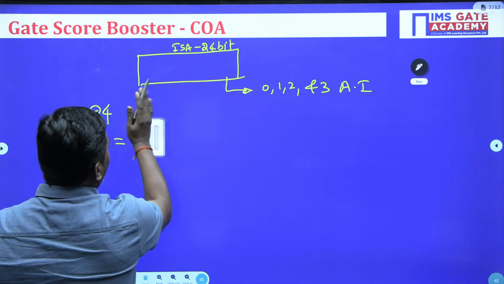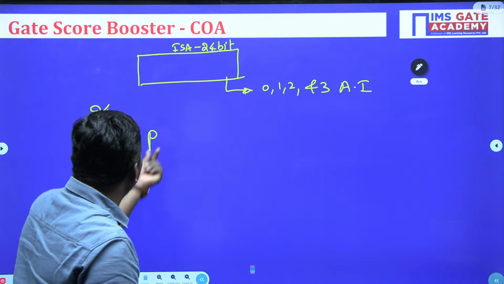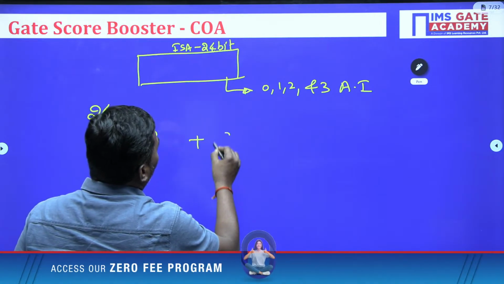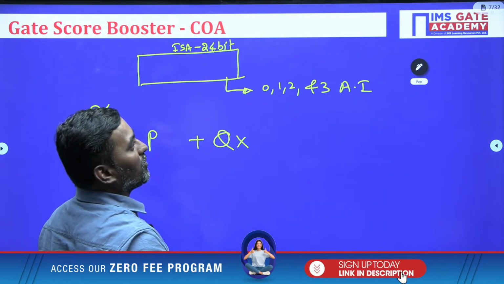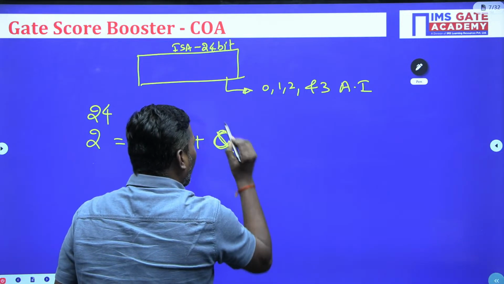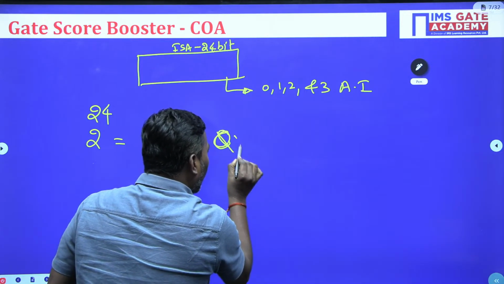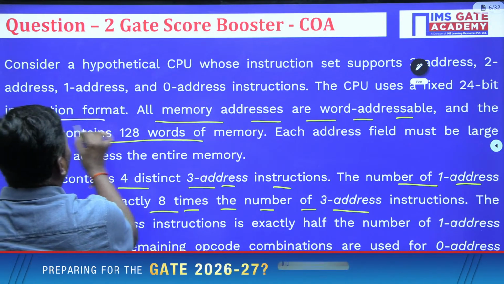I'm taking P. P is a 0 address instruction, which means no address will be there. Then I'm taking Q. Q is a 1 address instruction, which means I should add 1 address field here. So now the opcode field, then Q's operand field. Now the operand field, you understand, is the address field.